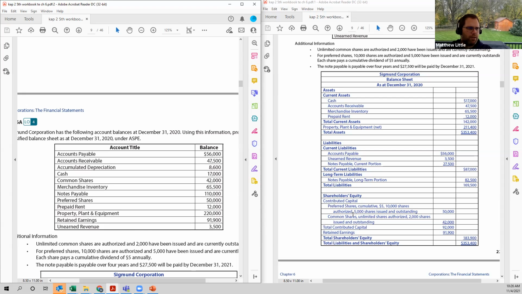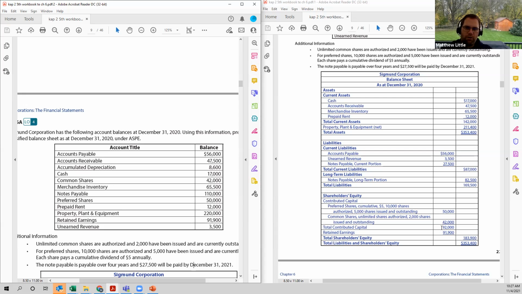They're at $5 annually, so cumulative $5, 10,000 shares authorized, we're told, 5,000 issued and outstanding, and it's worth $50,000 as per our trial balance. Moving on to common shares, it says an unlimited number of shares have been authorized and 2,000 shares are issued and currently outstanding. They're worth 42,000. So our total contributed capital will be 92.